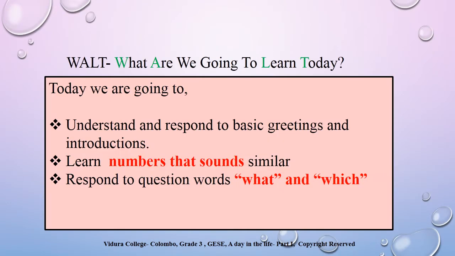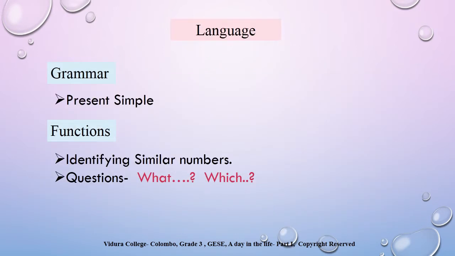Do you know what a vault is? Yes, today we are going to understand and respond to basic greetings and introductions, learn numbers that sound similar, and respond to the question words what and which. Now let's see how the language is used in this lesson. The grammar form which is used is present simple. The functions done in this lesson are identifying similar numbers and answering questions starting with what and which.